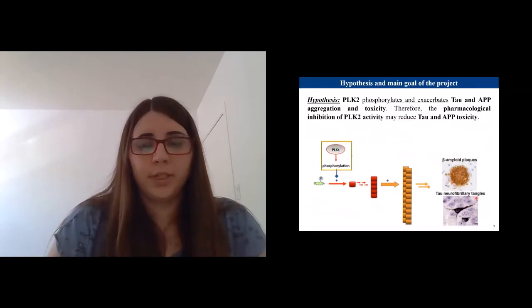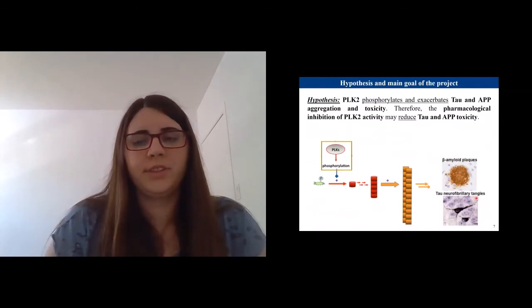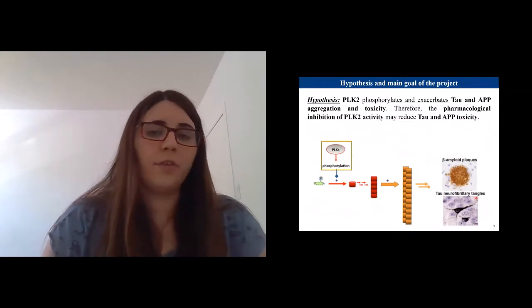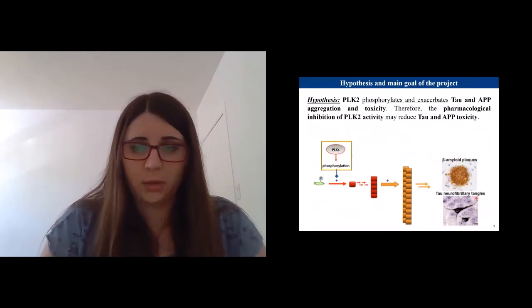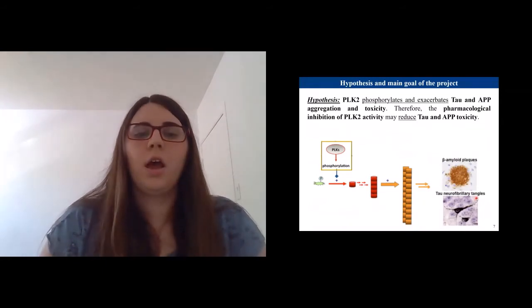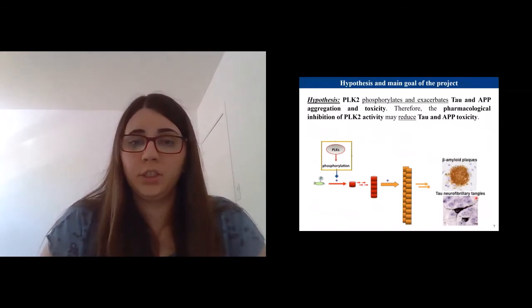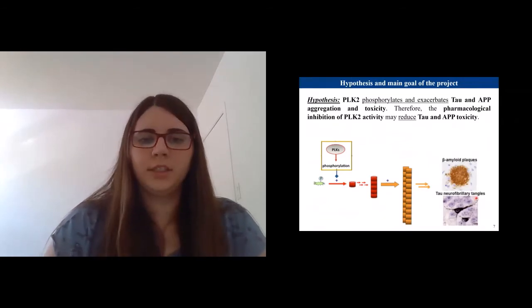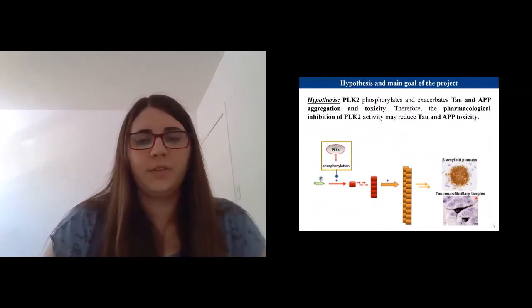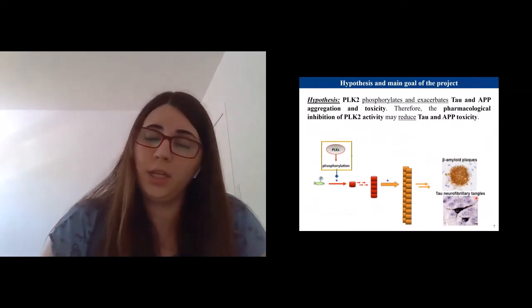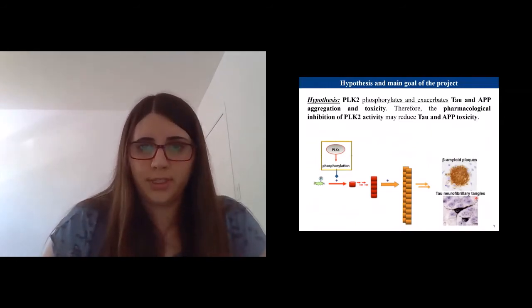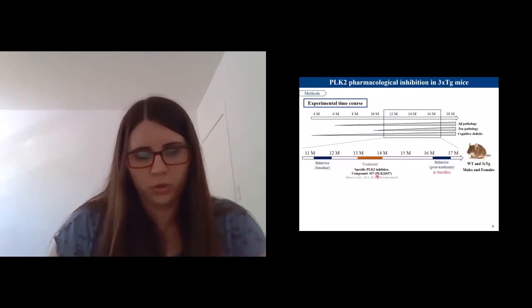And this is the triple transgenic mouse model. So this model presents A-beta and tau pathology and also cognitive deficits. And what we did was treat wild type and triple transgenic, both males and females, for a month at the initiation of the pathology. And during this month, the animals received a daily intraperitoneal injection of a specific PLK2 inhibitor named compound 37 or saline as a control.